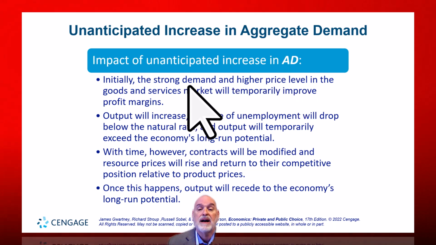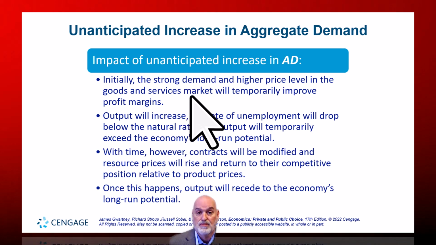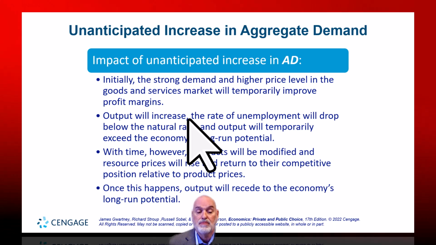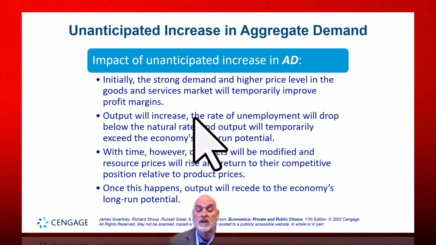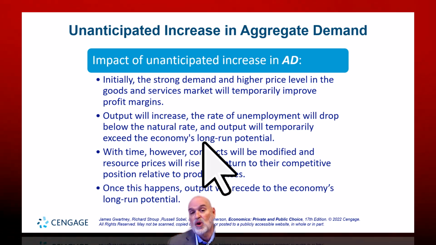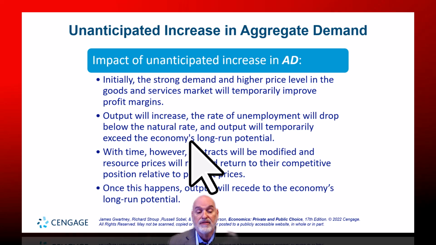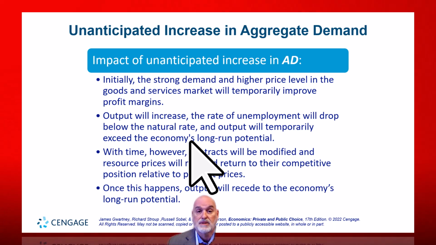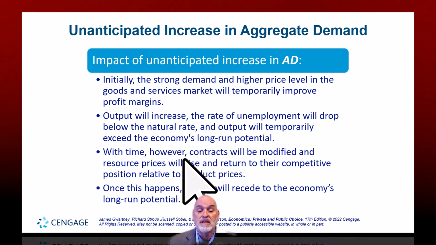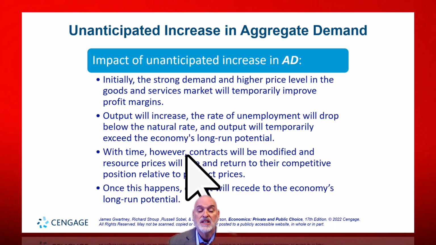Initially, the strong demand and higher price level in the goods and services market will temporarily improve the profit margins. Output will increase, the rate of unemployment will drop below the natural rate, and output will temporarily exceed the economy's long-run potential. With time, however, contracts will be modified and resource prices will rise and return to their competitive position relative to product prices. Once this happens, output will recede to the economy's long-run potential.